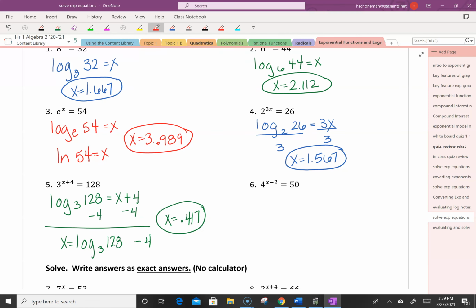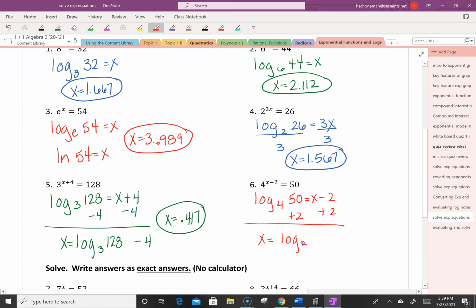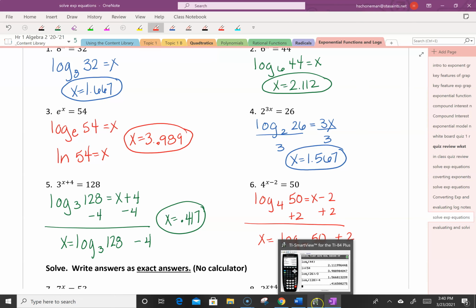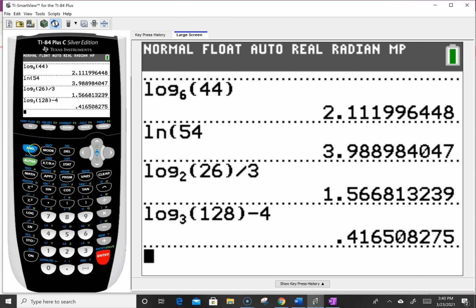Okay, let's try one more. This one is going to be log base 4 of 50 equals x minus 2. To finish solving and get x by itself, we're going to have to add 2 to both sides. So our final answer is going to be that x equals log base 4 of 50 plus 2. And that's what we need to put into the calculator.